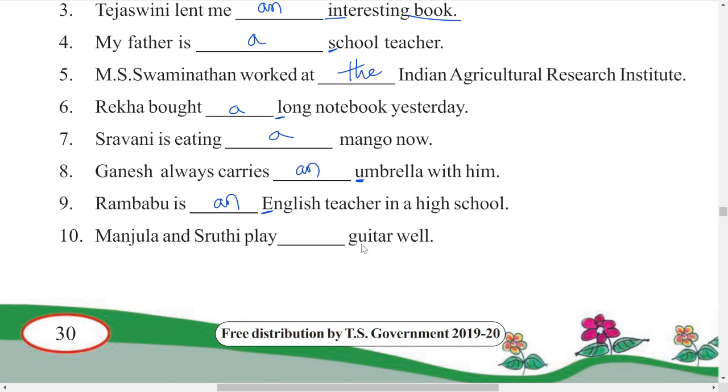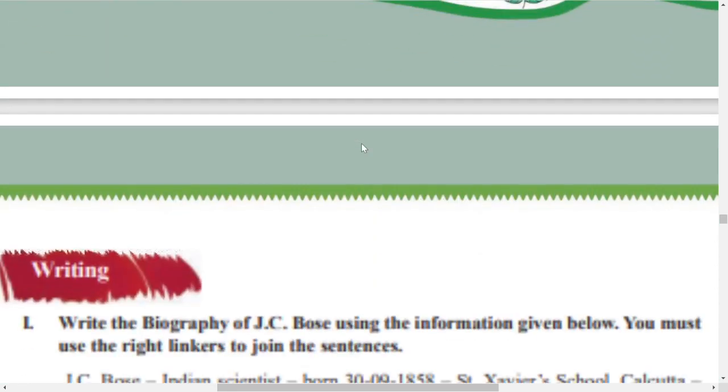Manjula and Shruti play dash guitar well. The guitar well, because in front of all the music instruments we have to use the.